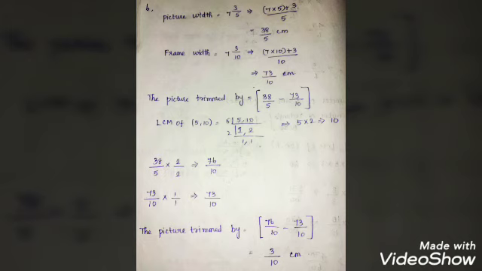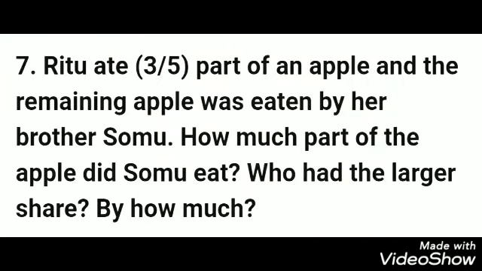Now if we find the difference, then we can know how much we have to trim. So 38/5 minus 73/10. Denominators are different, so find the LCM. LCM of 5 and 10 will give you 10. Right? So 38/5 into 2/2, because 5 into 2 is 10, so 76/10, and 73/10 into 1/1, which is 73/10. If we subtract, we will get how much we have to trim the picture. So 76 minus 73 by 10, 3/10.